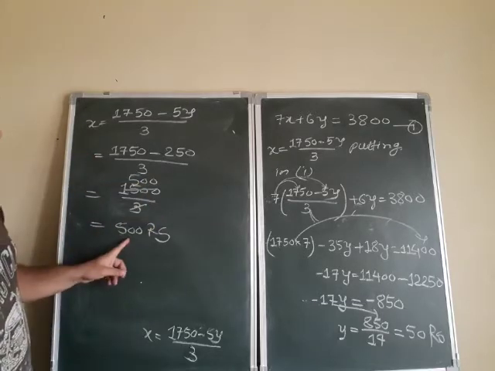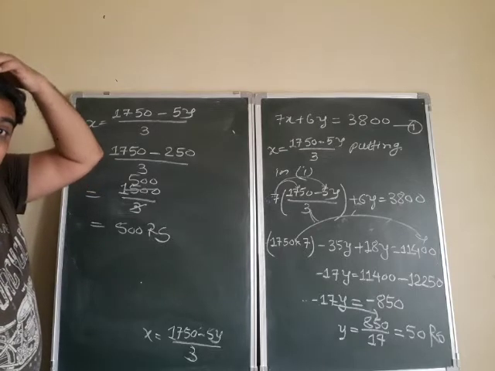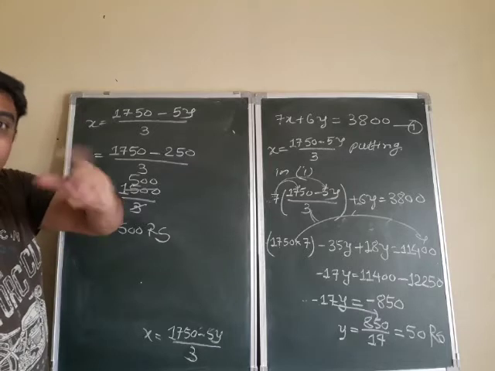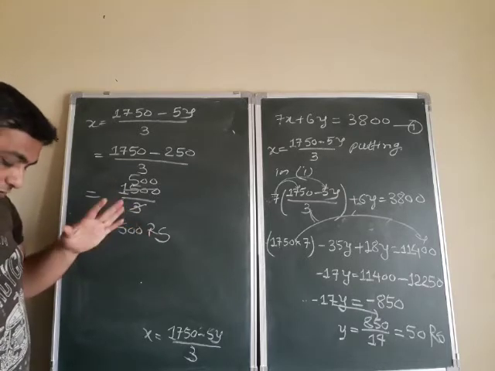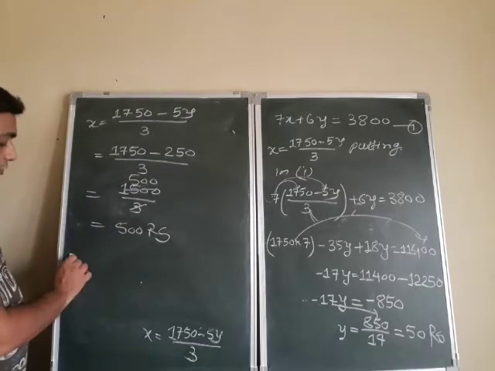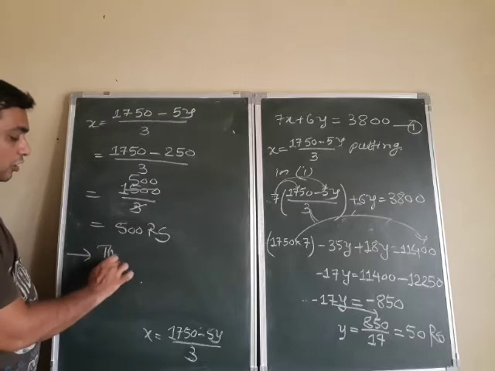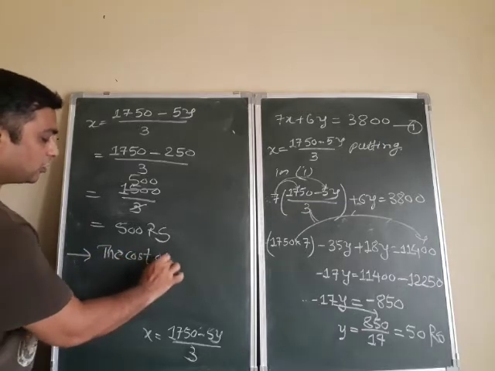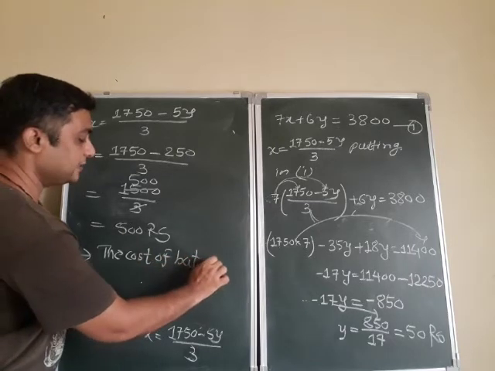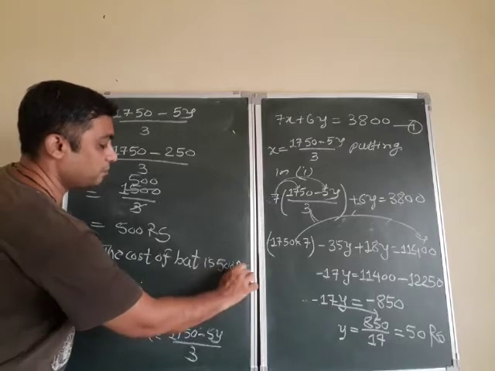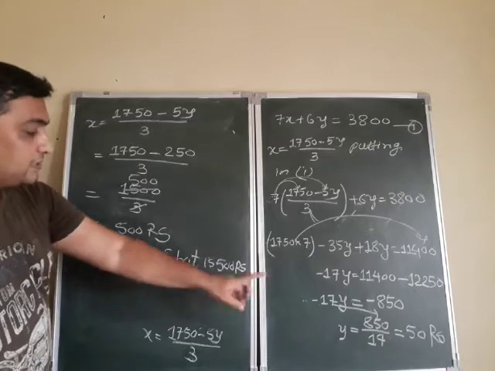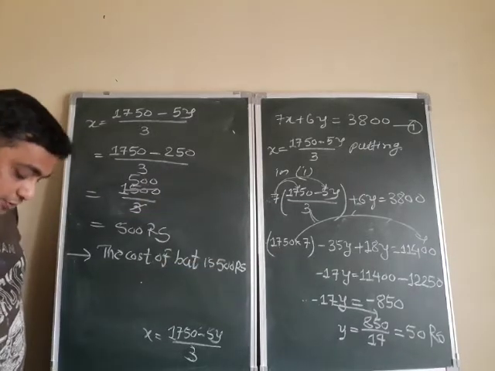So cost of bat is... and see, wherever they ask a word problem, you need to write the answer in words. In the previous two questions I think we forgot to write that, but you write it down in terms of words. So at last you write down: the cost of bat is 500 rupees and that of ball is 50 rupees.